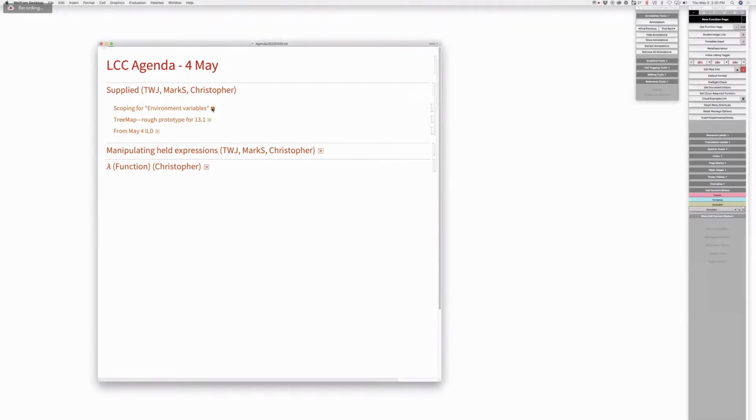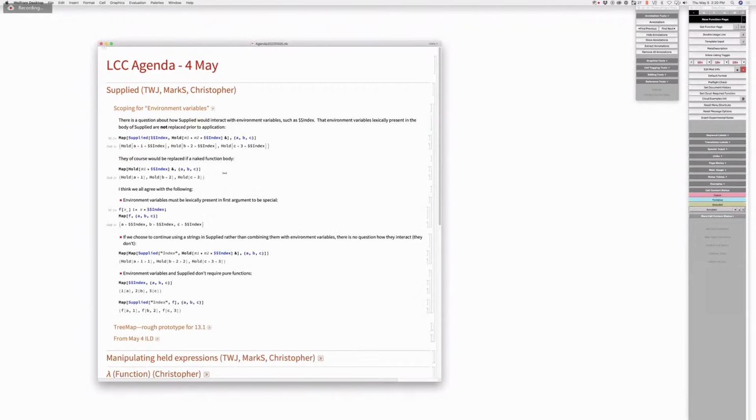Okay, for people joining this live stream, we are looking at some future ideas for Wolfram Language, which may or may not be, I think these are post 13.1 for the most part. All right, we're looking at the concept of supplied.